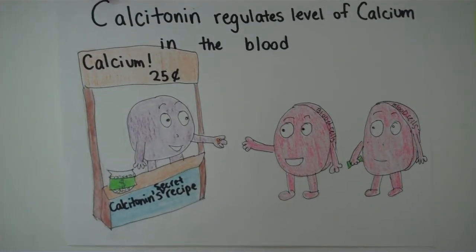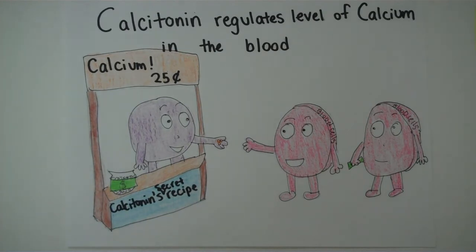Calcitonin, another hormone released by the thyroid, is responsible for the regulation of calcium levels in the blood. Calcitonin acts on bone cells to lower the levels of calcium in the blood.